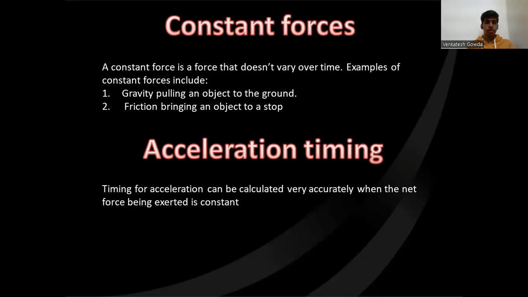A constant force is a force that doesn't vary over time. Examples of constant force include gravity pulling an object to the ground, because gravity is always constant, and friction bringing an object to a stop. Next is acceleration timing. Timing for acceleration can be calculated very accurately when the net force being exerted is constant.